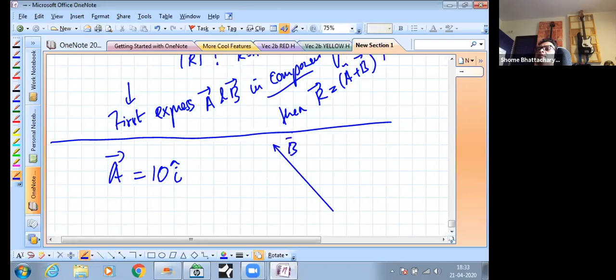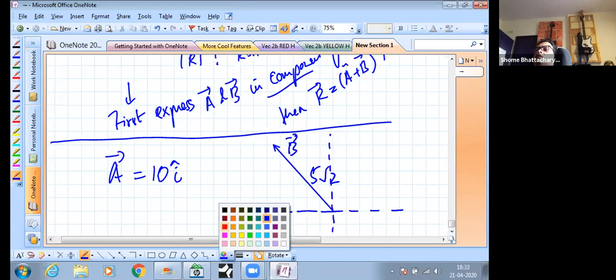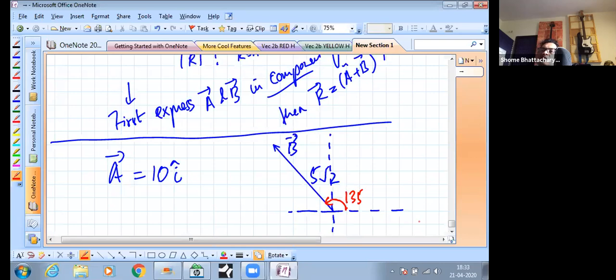its magnitude is 5√2. But with respect to the x-axis, what is its direction? It is in fact the proper angle. If you see, it is in fact this. So it is 135 degrees with the x-axis. So the vector B will actually become minus 5 I cap plus 5 j cap.